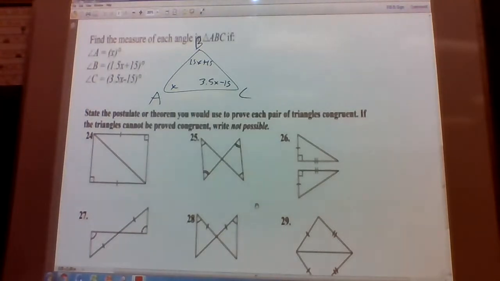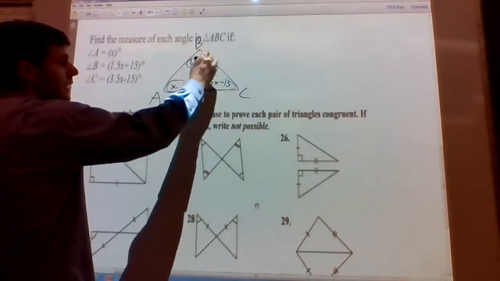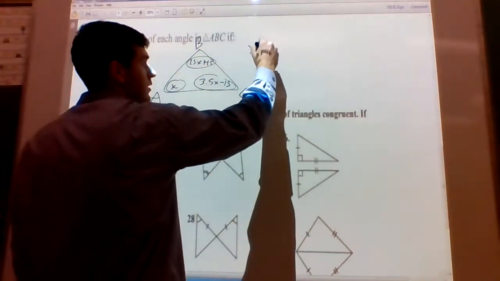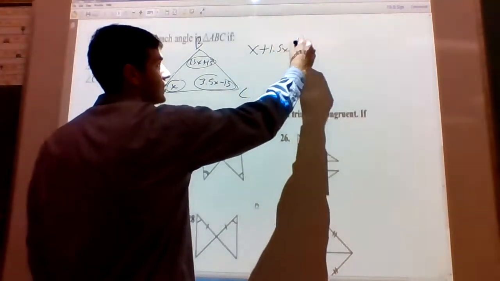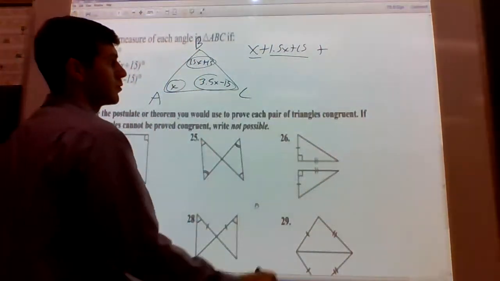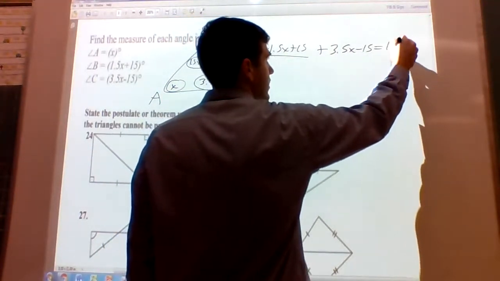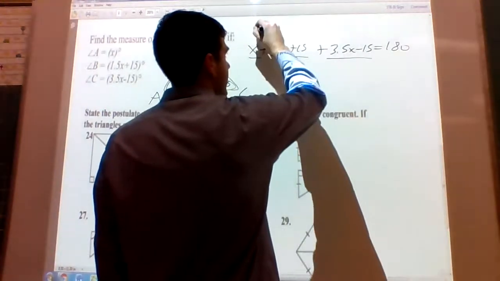Triangle sum theorem tells us the measure of the three interior angles of a triangle add up to 180. So x plus 1.5x plus 15 plus 3.5x minus 15 equals 180. So these are our three angles.